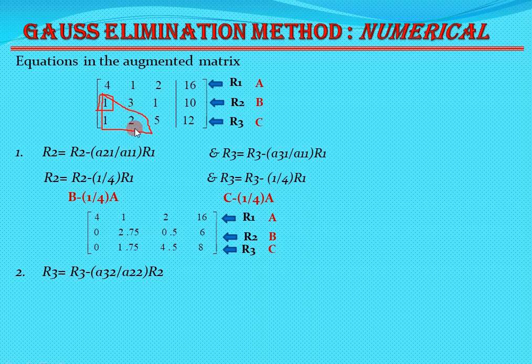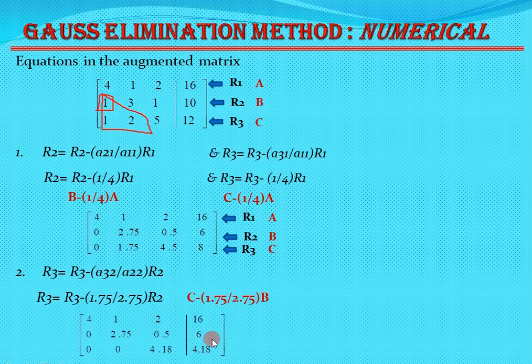These values again remain constant throughout the rows. So we can write this equation as R3 minus 1.75 divided by 2.75 into R2. And in the calculator we can define this equation as, R3 is denoted by C, so C minus 1.75 divided by 2.75 into B. And by applying this row transformation we will get this new result.